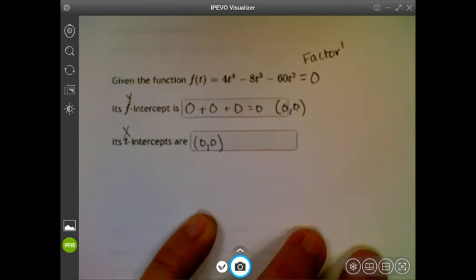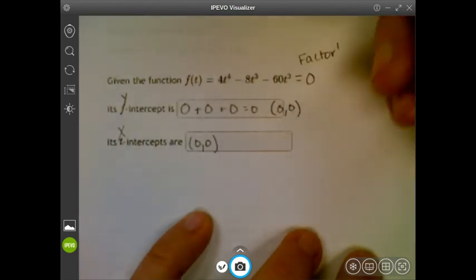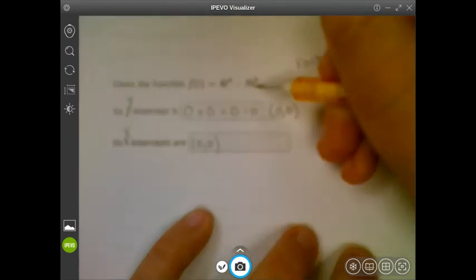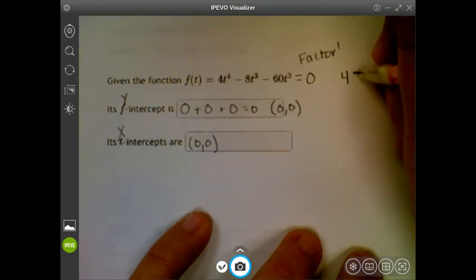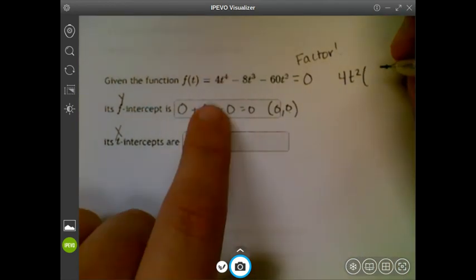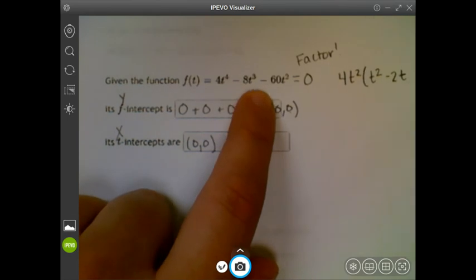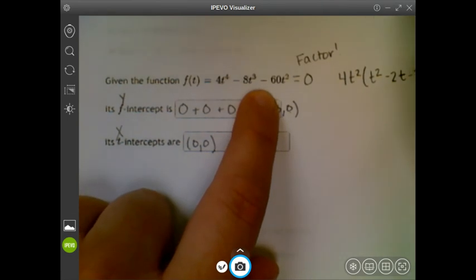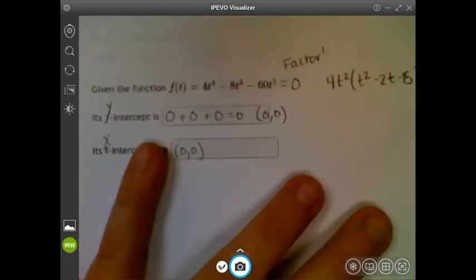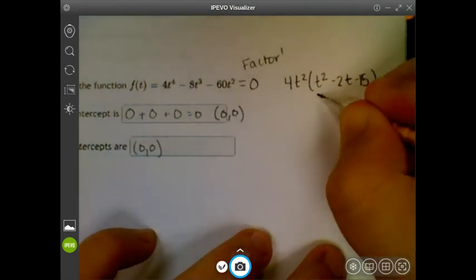And so this does factor. It starts off with a GCF. They all have something in common. They all actually have a 4 in common, so we can take out the 4. And then they also all have some t's. This is t to the 4th, t cubed, t squared. So you can take out a t squared and write what's left over. So if you take a 4t squared out, you would have t squared minus 2t, and I'm going to go with minus 15. 60 divided by 4 is 15. And we're still figuring out where that's equal to 0.